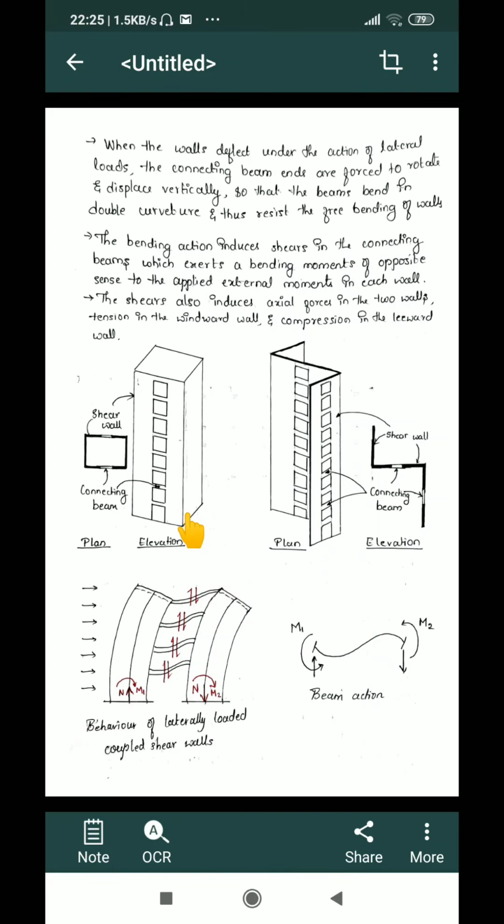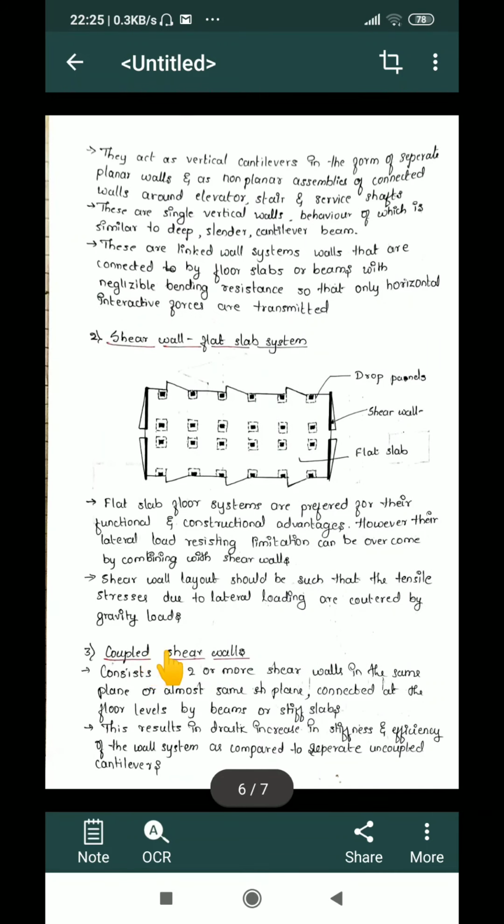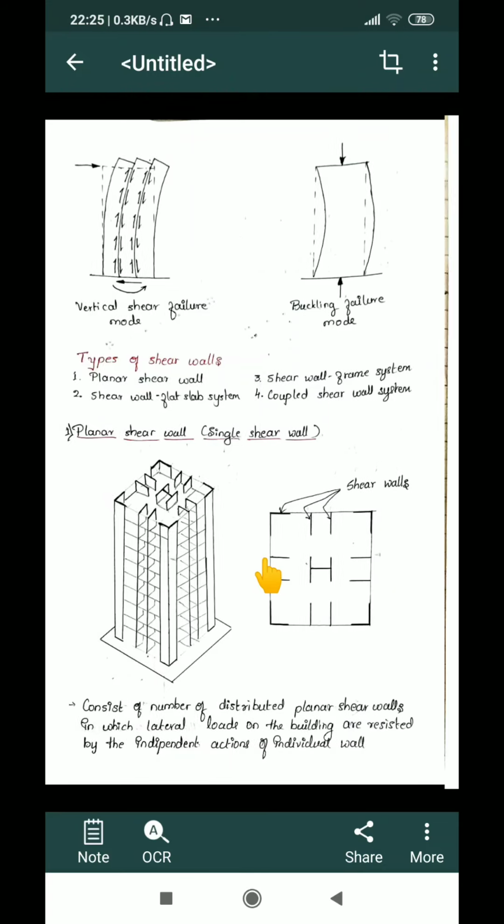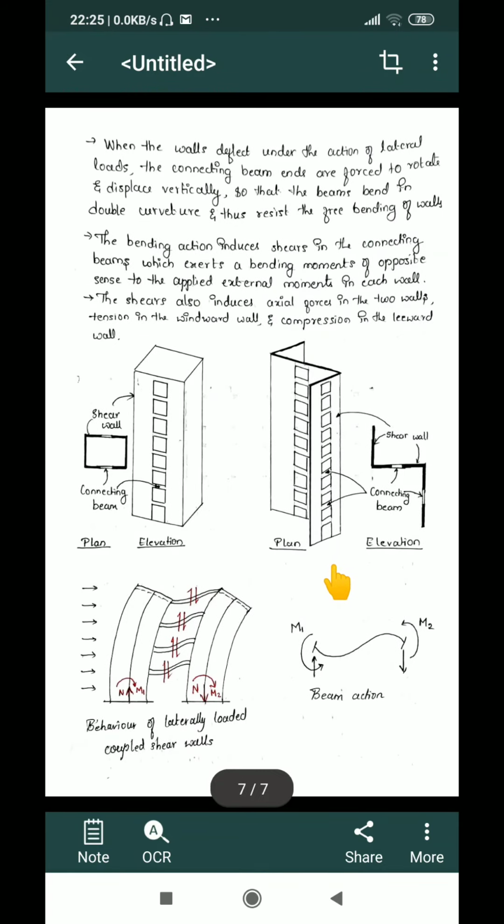Apart from this, we may take certain combinations of shear wall, like shear walls with rigid frames, shear walls in a dual system, and we also have a separate classification as core walls or shaft walls, which are nothing but single planar shear walls which are interconnected but act as a single unit. Such classification may also be considered as a separate class as core walls. So this completes the introduction to shear walls.